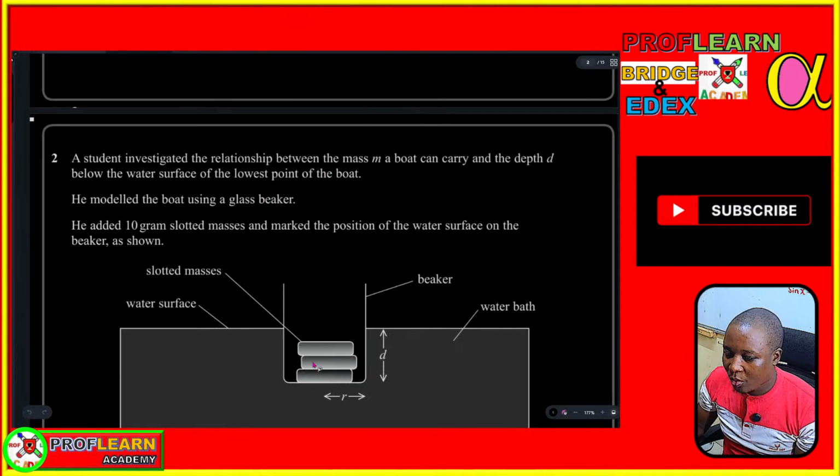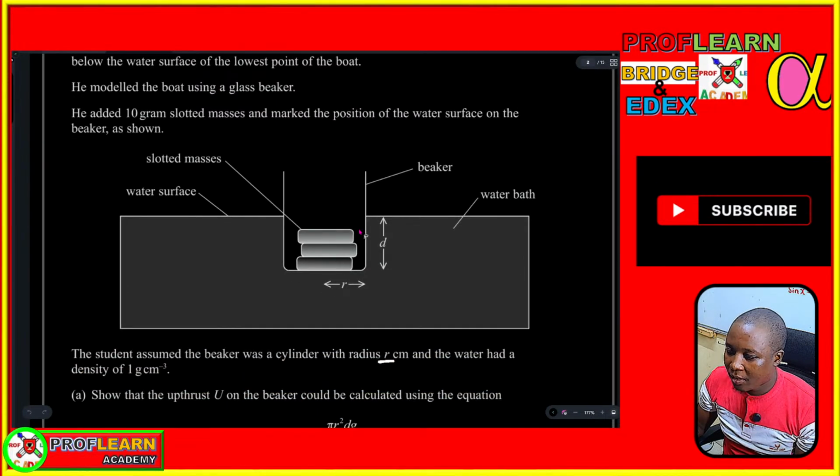So meaning that when you add the mass, the boat will keep on sinking, and in that case you can see the beaker is just modeling a boat, because if you add some masses, the beaker will keep on sinking. That is exactly what happens to the ships in the ocean and also the boats.